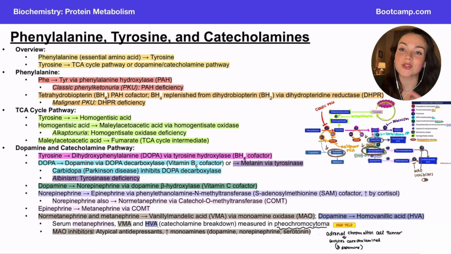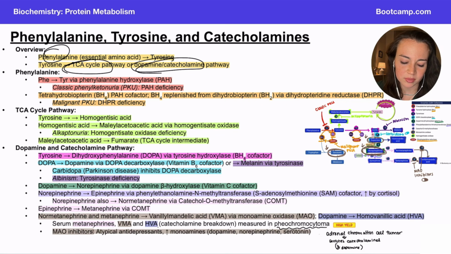So let's wrap this up. We've been talking about the breakdown of phenylalanine via two major pathways, the TCA cycle pathway and the dopamine and catecholamine pathway. Both pathways start the same way with the breakdown of phenylalanine into tyrosine via the enzyme phenylalanine hydroxylase. This step had a cofactor of tetrahydrobiopterin. Deficiencies either in the enzyme itself or in the cofactor led to a condition called phenylketonuria, or PKU.